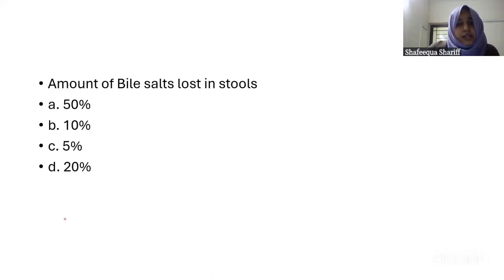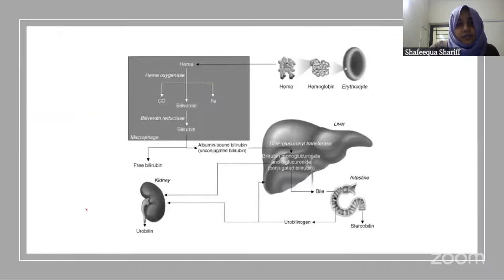What is the amount of bile salt that is lost in stools? It is around 5%. For that, you have to understand the enterohepatic circulation. How is bile produced? First, when the erythrocytes, the RBCs, are damaged, the hemoglobin breaks into heme and globin. This heme gets reduced to bilirubin by heme oxygenase. This bilirubin is carried to the liver through albumin. This is unconjugated bilirubin.